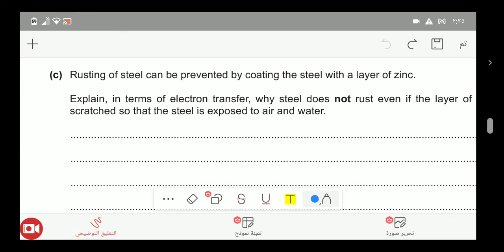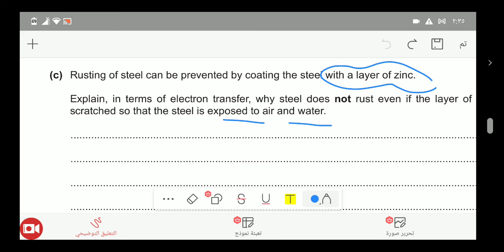C. Rusting of steel can be prevented by coating the steel with a layer of zinc. So zinc will be oxidized rather than iron or steel. Explain in terms of electron transfer why steel does not rust even if the layer is scratched, so that the steel is exposed to air and water.